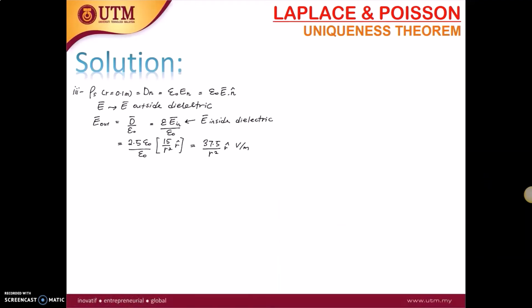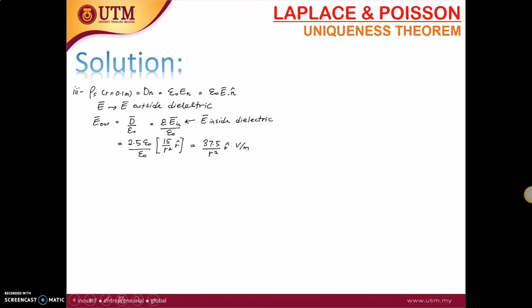Next, the charge density. The charge density at R equal to 10 cm or 0.1 meter is equal to D_N, equal to epsilon naught E_N, equal to epsilon naught E dot N component. Basically, we have to remember that D is always the same outside and inside the dielectric. The only difference is the E component. So basically, we have two solutions, and the end result will be the same.